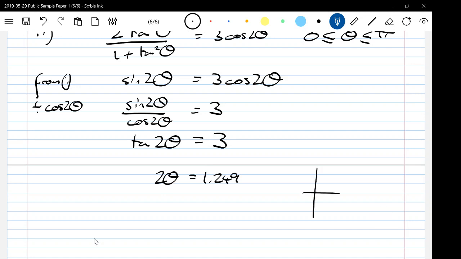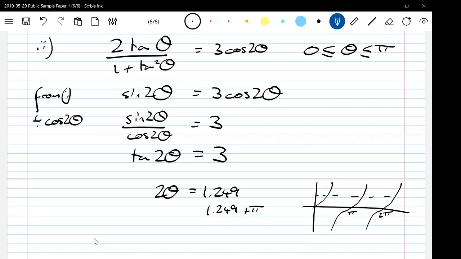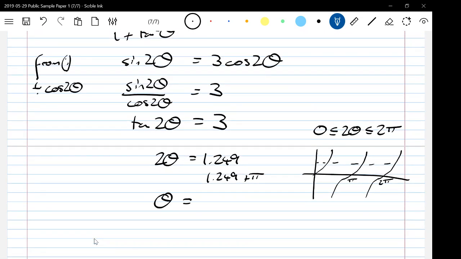Now we are doing tan. There's my tan graph. That's 2 pi there and pi there. So the next value would be that. Here we are at 3. It's that plus pi. But actually, if theta is between 0 and pi, oh, that's all we need actually, isn't it? 2 theta is between 0 and 2 pi. So I only need to go as far as 2 pi. Now I'm going to divide by 2.